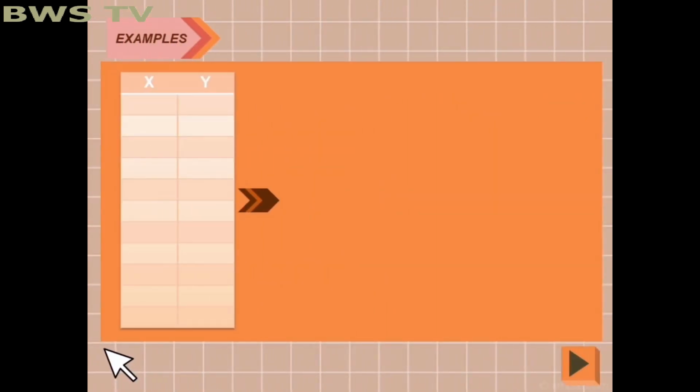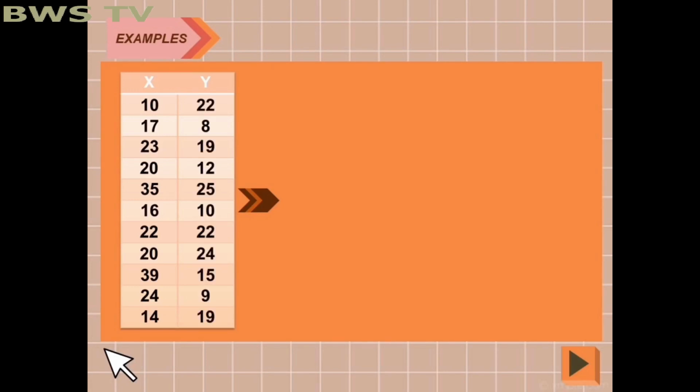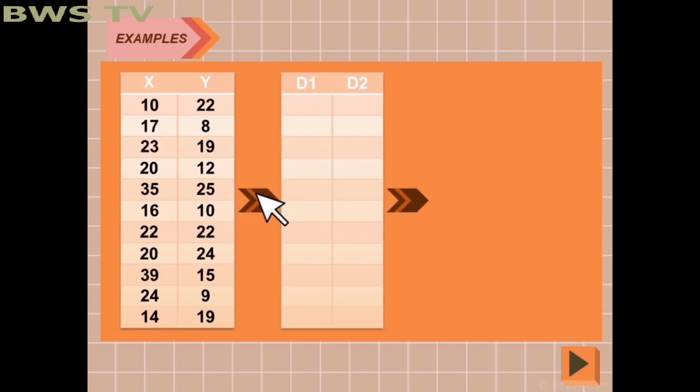Here is our example. X and Y will serve as our variables. Here are the numbers for X. Here are the numbers for Y. Then we have our columns D1 and D2, where we place the rankings of the numbers from columns X and Y. Under X, we have the greatest number, 39. Put 1 aligned to 39 below D1, and so forth.